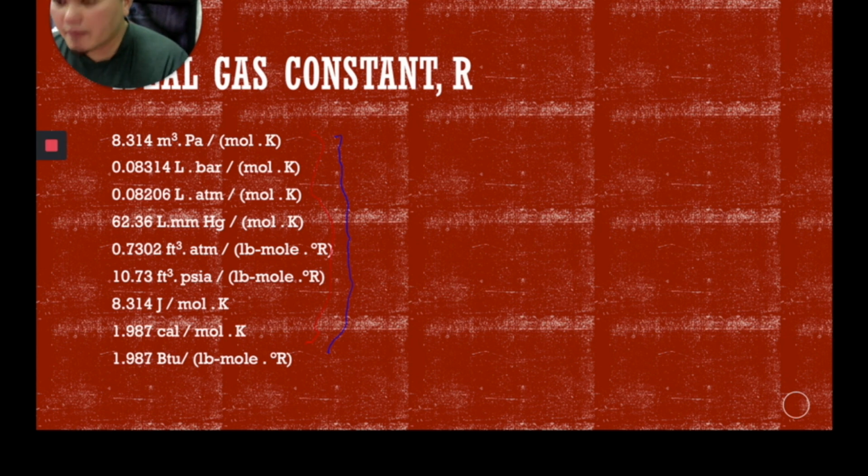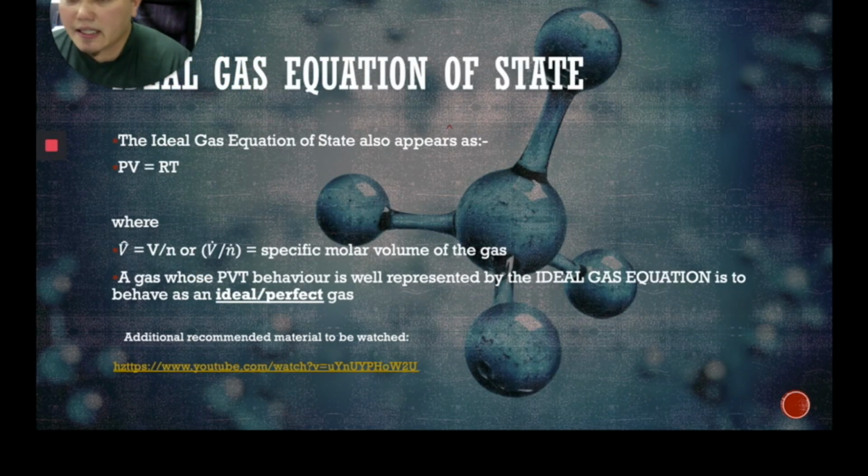This is what you learned in the first topic about dimension, unit and dimension. The ideal gas equation of state also states that PV' equals RT, where V' equals V over n, which is the specific molar volume of the gas. That is, the volumetric flow rate divided by the mole flow rate.